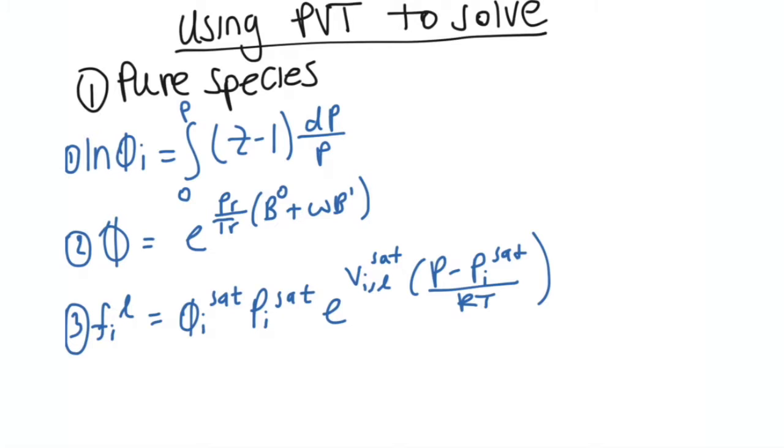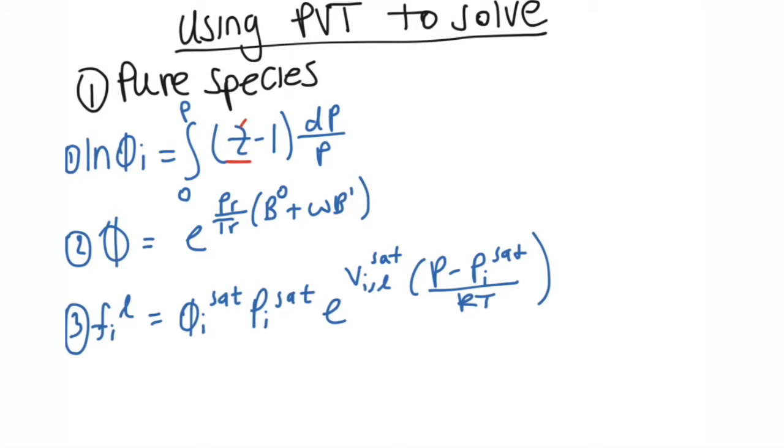So equation 1 I've written for once you've decided, okay, I need to get some information on the fugacity coefficient of a pure species. Then you can use this equation. You're going to have to integrate Z here. So you're going to have some correlation for Z. That correlation is probably going to be given to you. And if it's not given to you, then you can use your virial equation to solve it, okay?